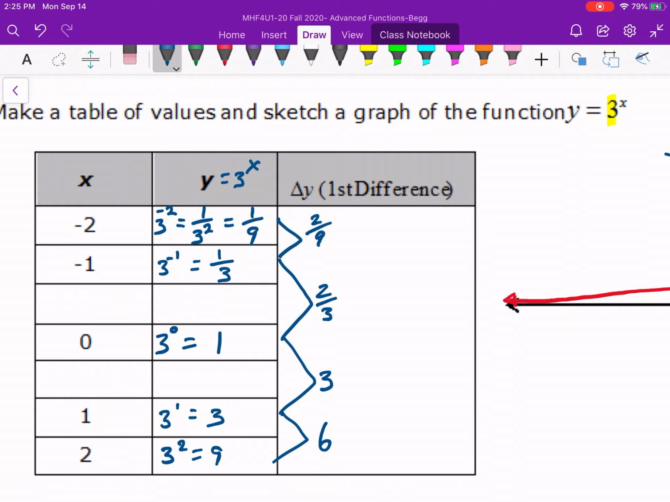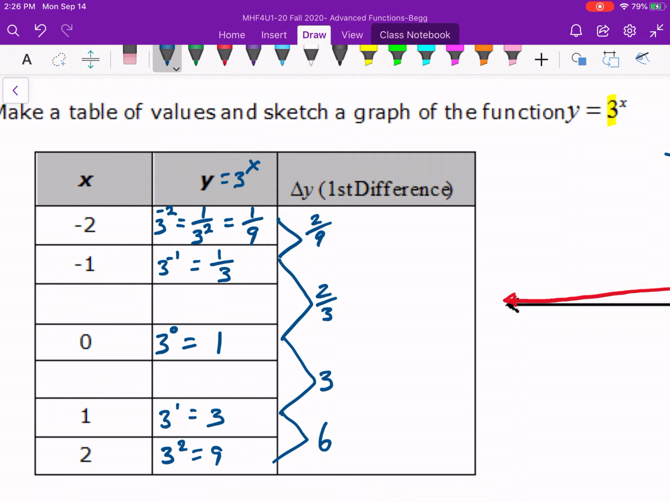The first differences are actually nothing for an exponential function. First differences work well for polynomial functions, but as you can see, there's nothing much going on for an exponential function. First differences don't mean anything for an exponential function. What we actually want for an exponential function is what's called the constant ratio.